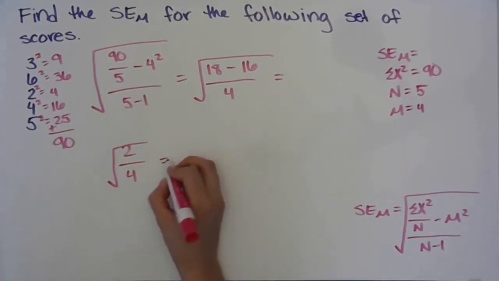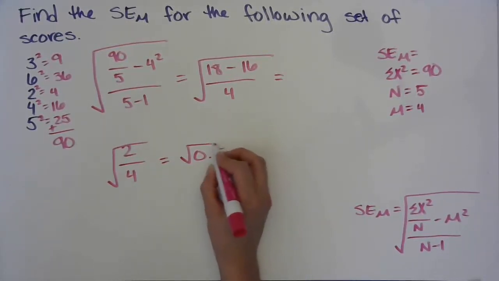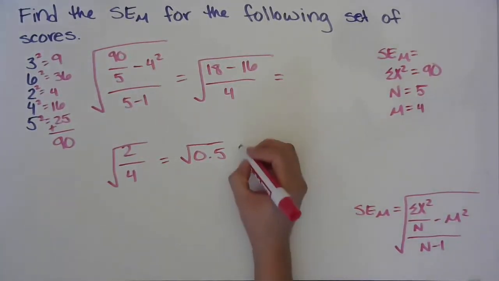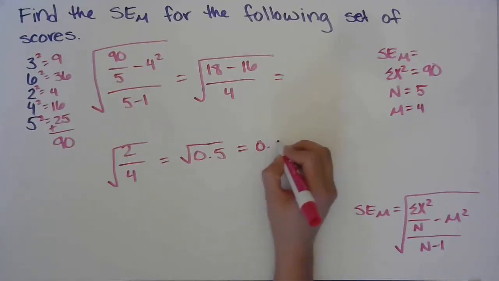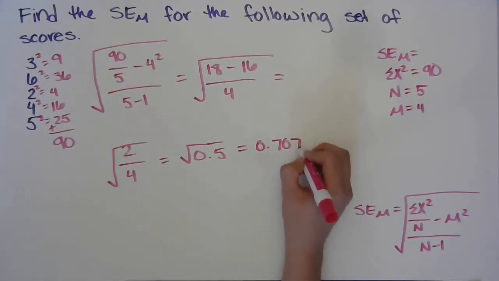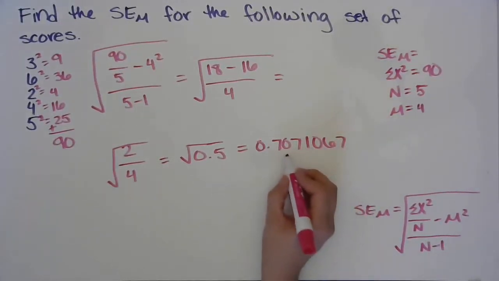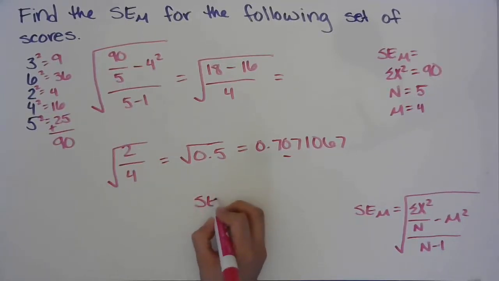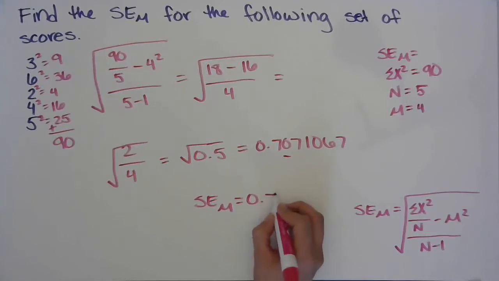is going to give us 0.5. And then when we go ahead and figure out the square root for that, that is going to give us 0.7071067. Okay, and don't forget that we need to round. So our final answer, standard error of the mean, is going to be 0.71.